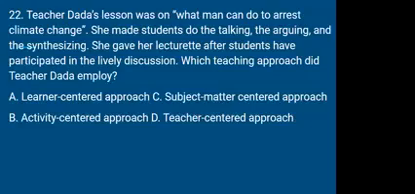So I can see from Hinigaran, they are showing the placards letter A. Okay, so here also in our chat box, letter A, letter A. So very good. The correct answer for this one, it's letter A. Very good. It's learner-centered approach.